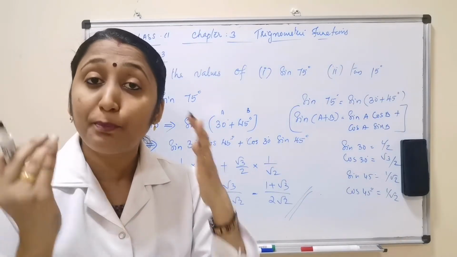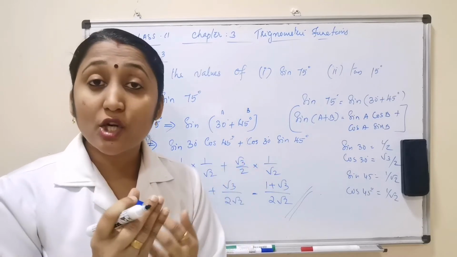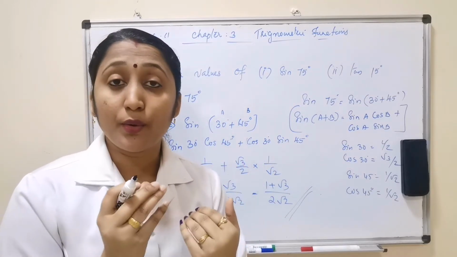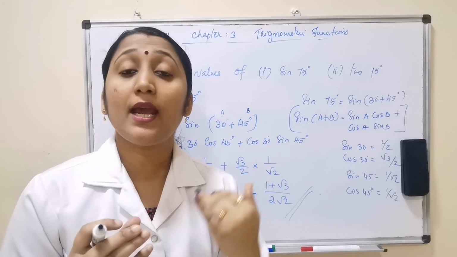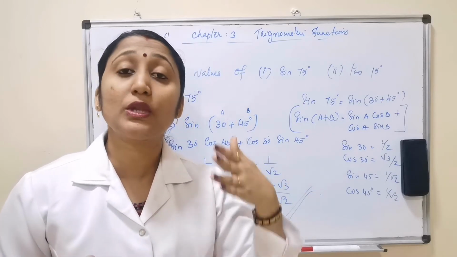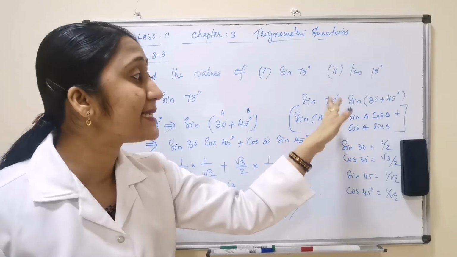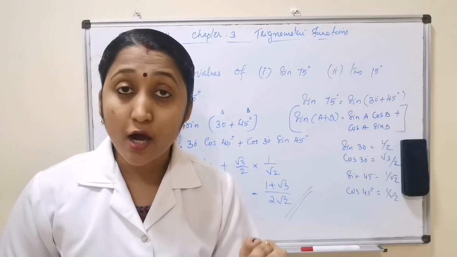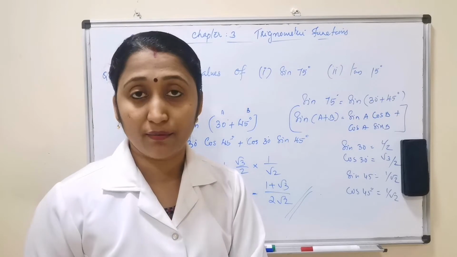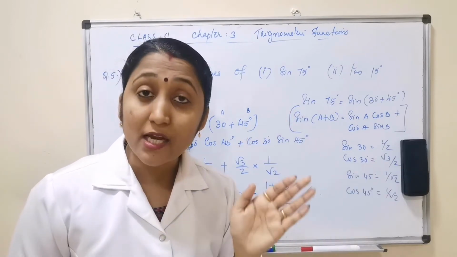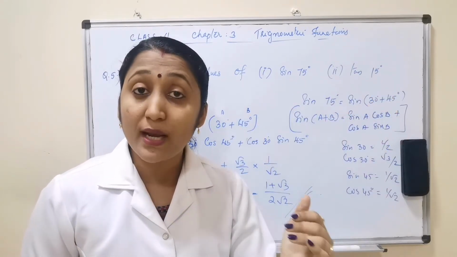So let us split the angle based on which values we know. 75 means we can split into 30 and 45. So we have to write it as sine 75 equal to sine of 30 plus 45. That is based on sine of a plus b, the formula is there.